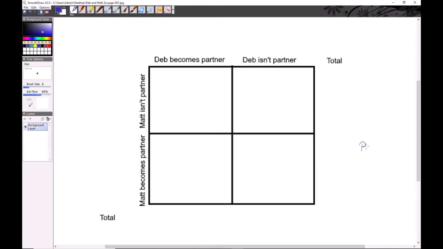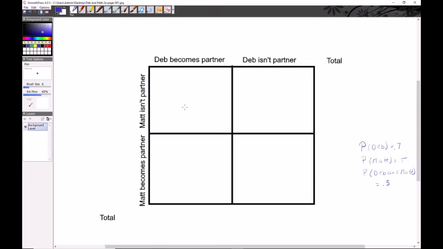Remember, the probability of Deb, she figured, was 0.7. The probability of Matt was 0.5. And the probability of Deb and Matt was equal to 0.3. Okay, so we're going to work on this, and here is where Deb is partner, right?